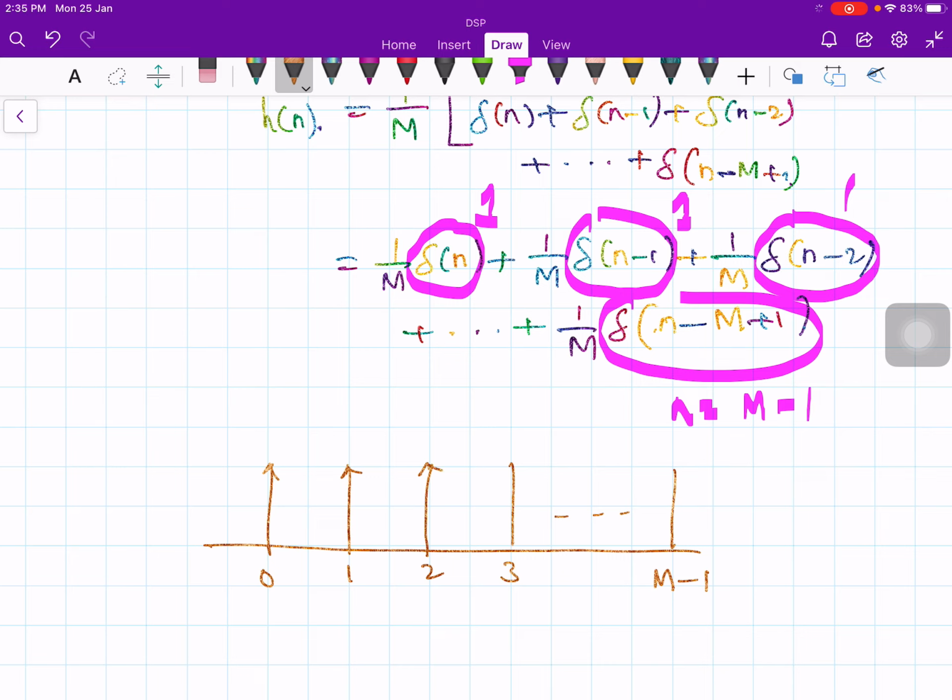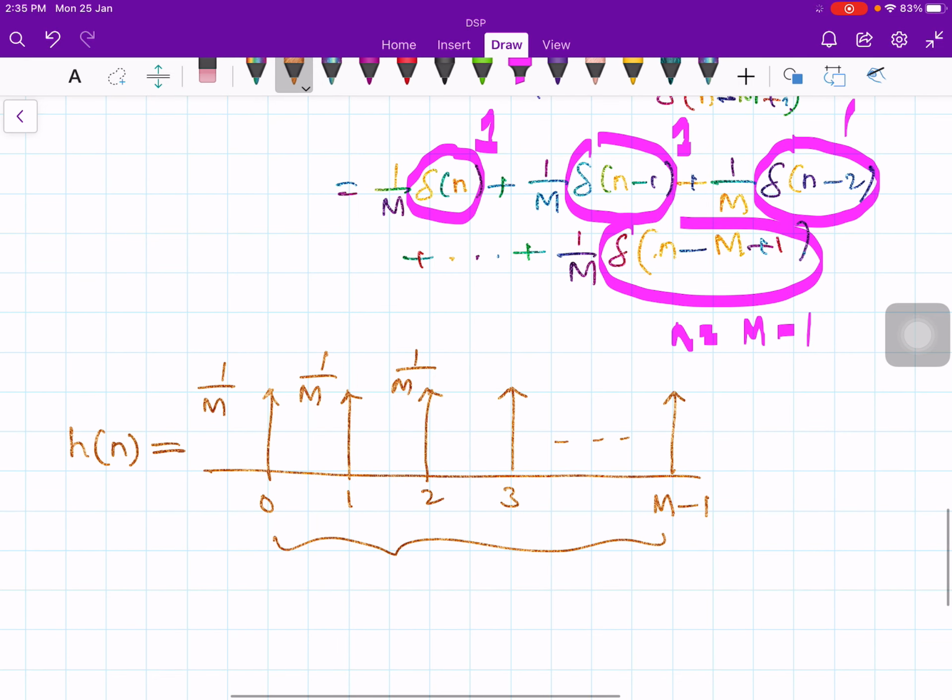What is the strength of these impulses? 1 over capital M. All are scaled by 1 over M. So this is my impulse response. Okay, all samples are equal, and this type of output is called a rectangular gate.